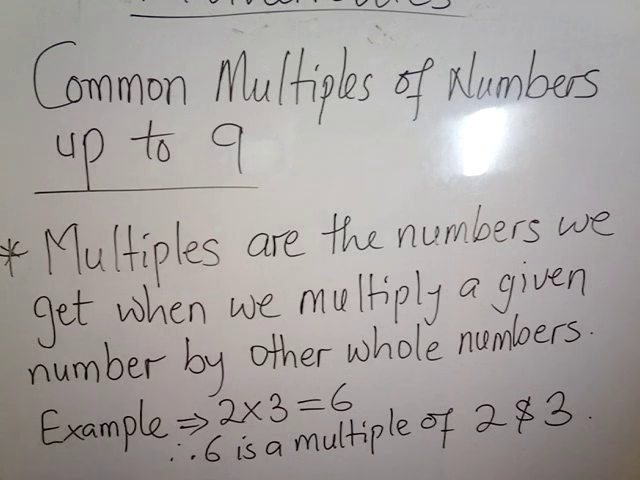Now, an example is this. If you do 2 times 3, 2 times 3 is 6, right? So that means that 6 is a multiple of 2 and 3. 6 is a multiple of 2 and 6 is a multiple of 3. So we're going to take a look at some examples so that we gain deeper understanding.